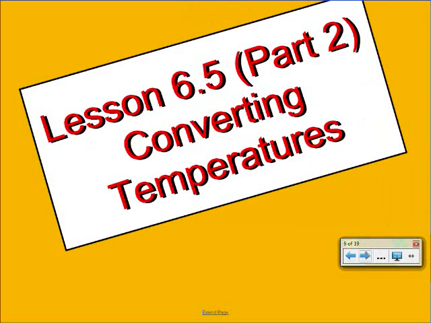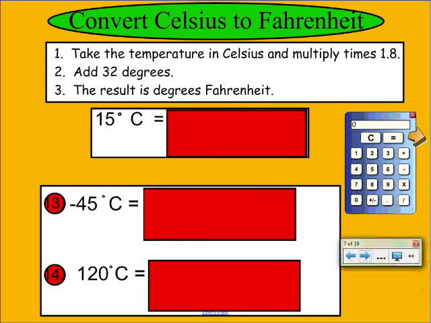All right, let's move on to lesson 6.5, the second part, where we were converting temperatures. This is where you can use your calculator. And we take a look at the rules for converting Celsius to Fahrenheit. Remember, Celsius is always our smaller number, so we want to do things that are going to make my number greater. You'll see my first step is to multiply, and we're going to multiply times 1.8.